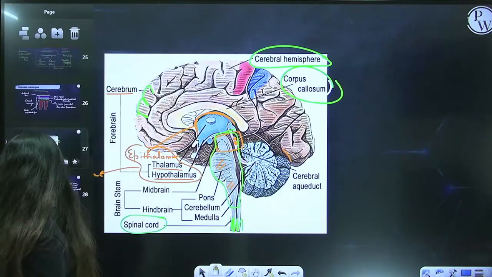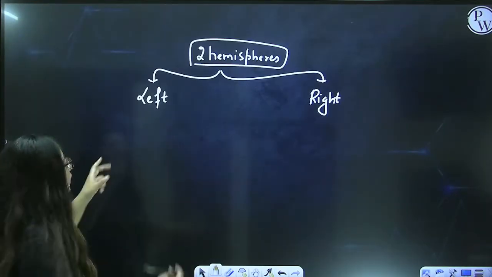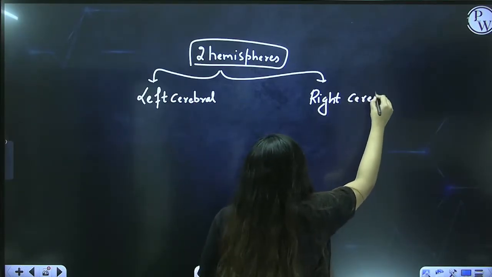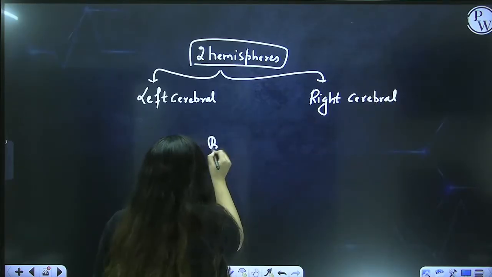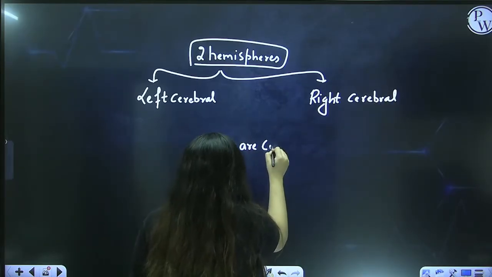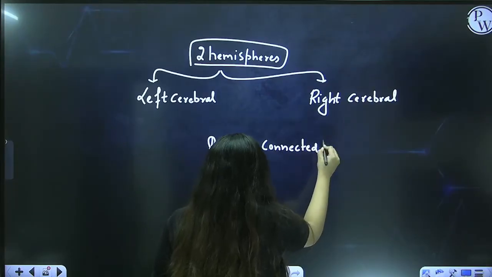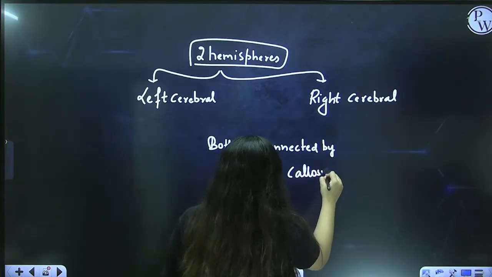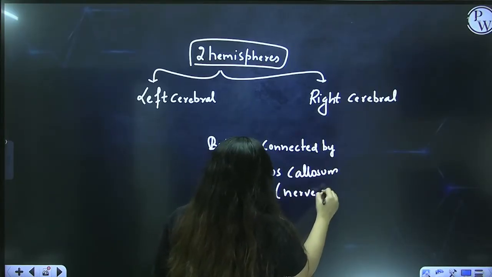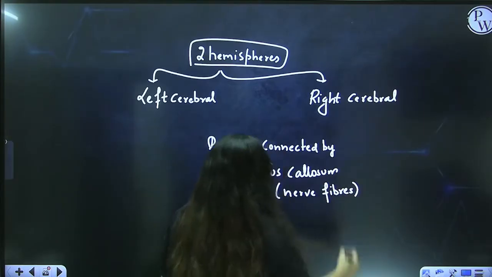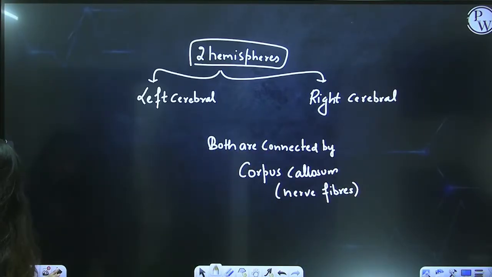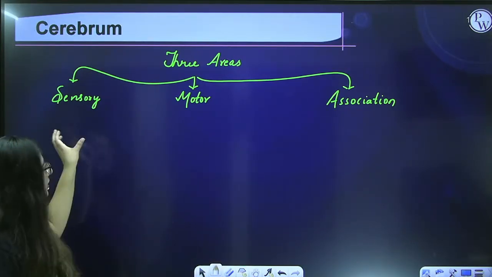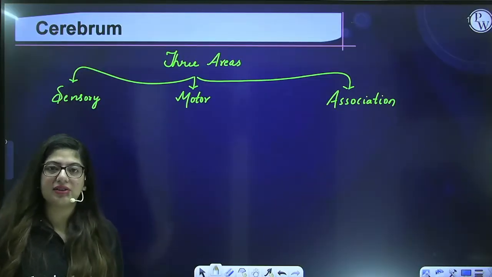Okay, so let's write this down. Two hemispheres are present, the left cerebral hemisphere and the right cerebral hemisphere. Okay, both are connected by corpus callosum. What is corpus callosum? It's nothing. These are nerve fibers. What are these? Nerve fibers. Okay. All right. Now, your brain has three areas. How many areas? Three areas. One is sensory, another is motor, and the third one is association.